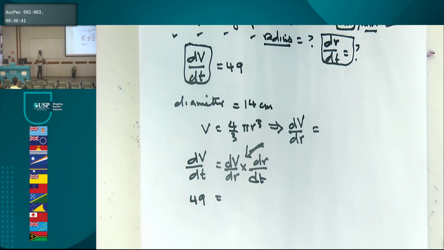So, differentiate this volume equation with respect to radius. What expression do you get? dV over dr equals? I'll differentiate r cubed. I'll get 3r squared. And that 3 will cancel with this 3 in the denominator. So I'll get 4 pi r squared.